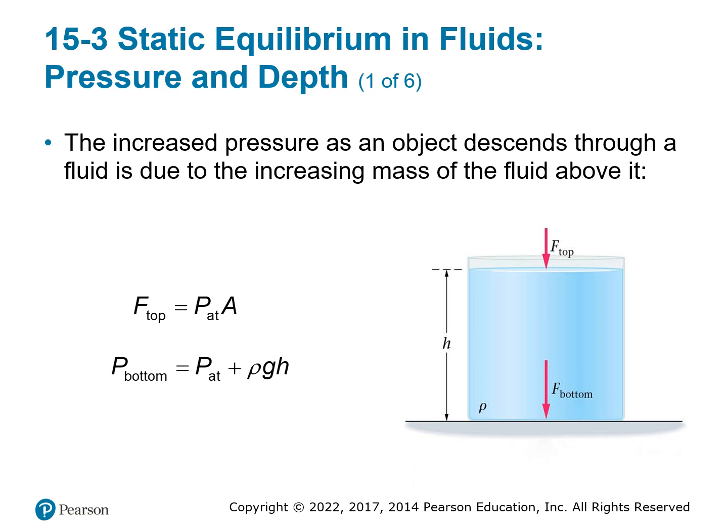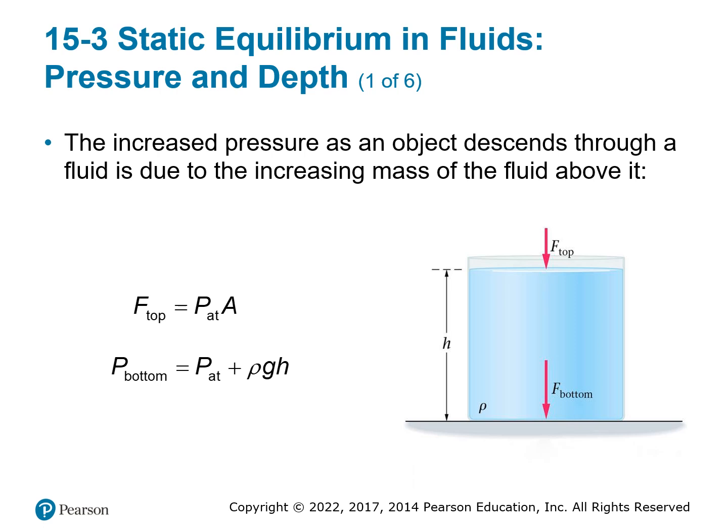So as an object is descending through a fluid, think about if you have a block and you're pushing it down into a jar of water. Because of the increasing mass of fluid that is now going above it, the pressure is going to increase. It makes sense. There's more water on top of the object versus just air. You're going to have more pressure on it.